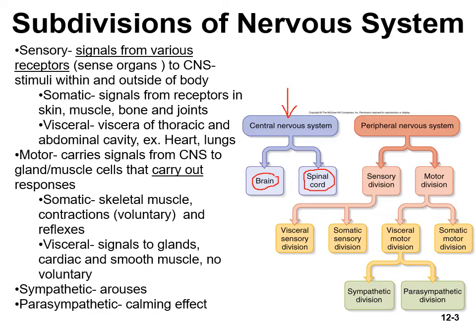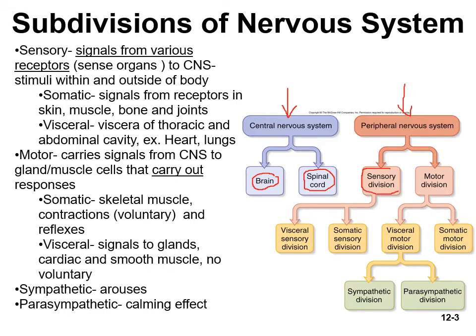Now, how do they know what needs to be done? Well, they're going to rely on the peripheral nervous system. Remember, the peripheral nervous system is what's radiating out. Those are your nerves, those are your ganglia. So they are monitoring your entire body. And what we see happening is that your peripheral nervous system will have a sensory division.